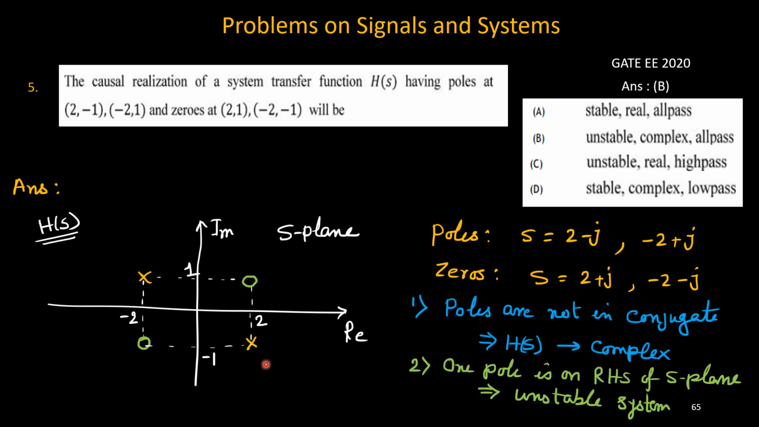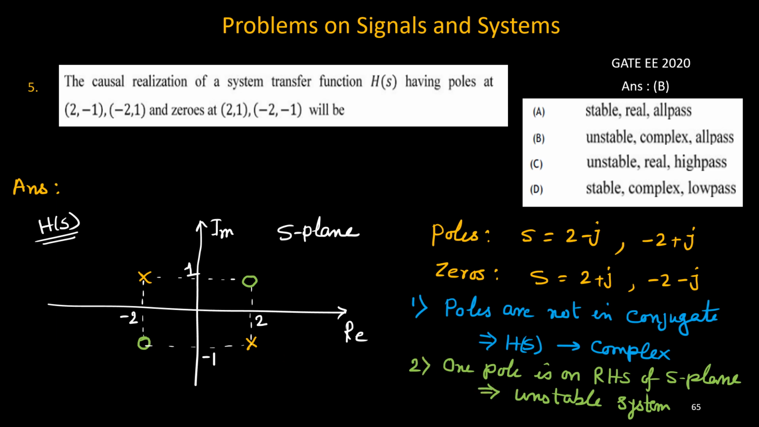Second one, you see we have one pole on the right hand side of the S plane, this pole. So because of this pole, as it is on the right hand side of the S plane, the system is unstable. Okay, so if all the poles are on the left hand side of the S plane, then only it is stable, otherwise unstable. So this figure shows one pole on the right hand side, thus the system is unstable.